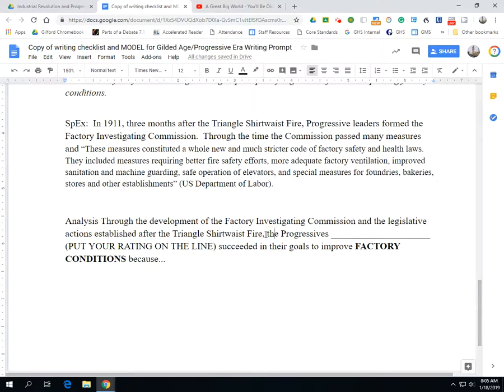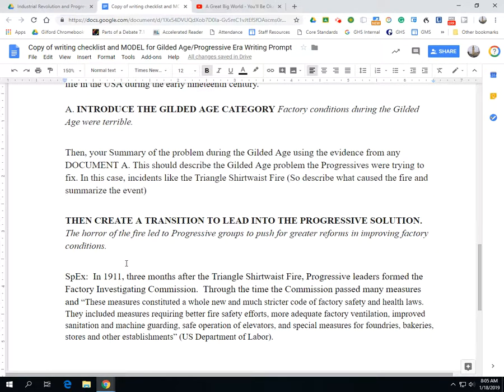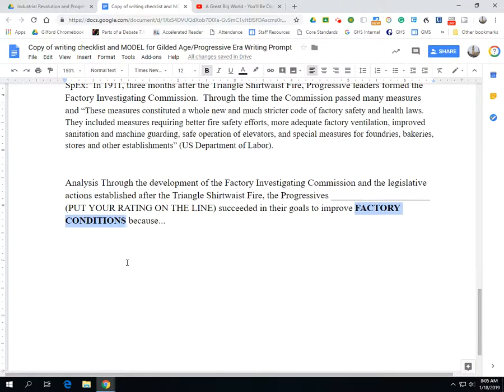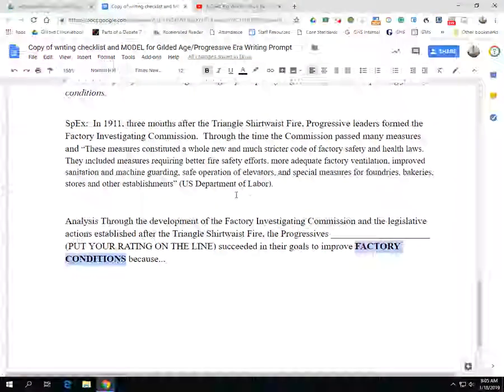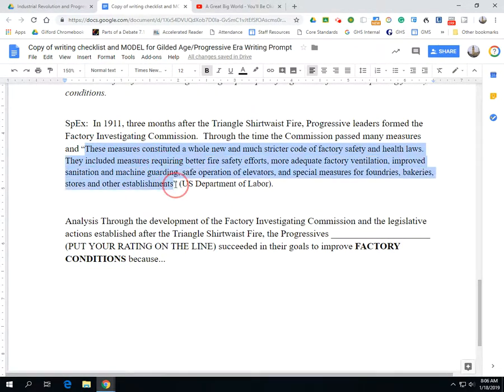Then I would recognize the thesis. And this is where I'm not going to give you a specification, but you would say the progressives either completely, partially, or did not succeed in their goals to improve. And this is the important thing, recognizing the category, not just the Gilded Age, but actually the specific category that you're talking about. So just as a reminder, this entire section was about factory conditions. So succeeded in their goals to improve factory conditions because, and this is where you explain your rating to the reader. Why is the passage of these measures either a complete success, a partial success, or not successful at all?